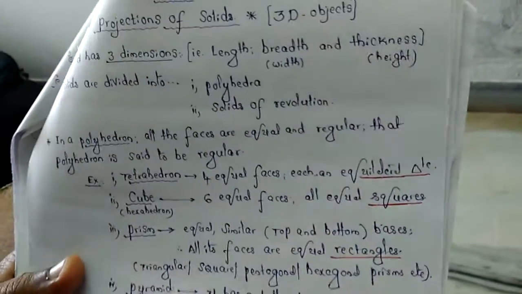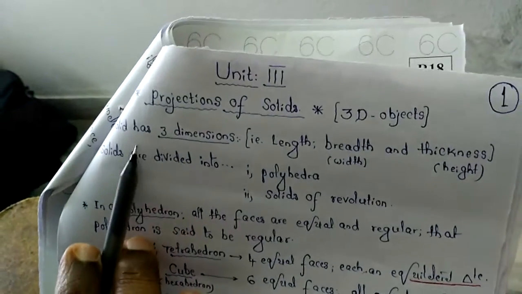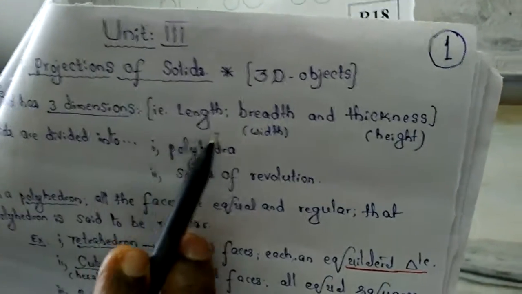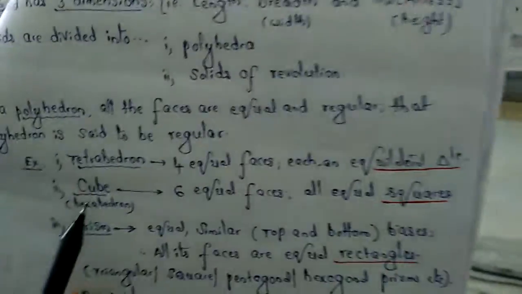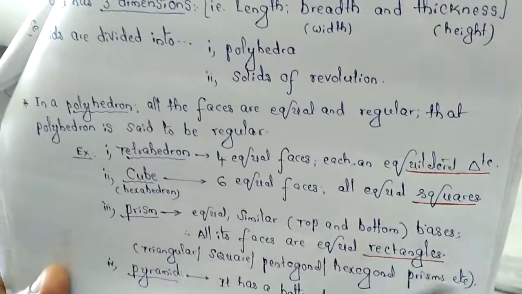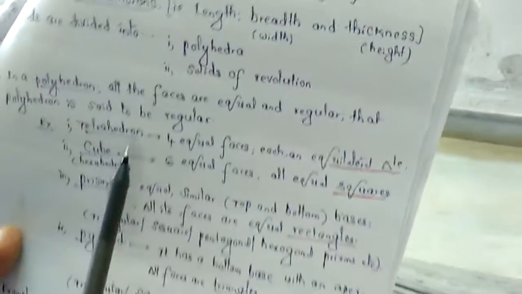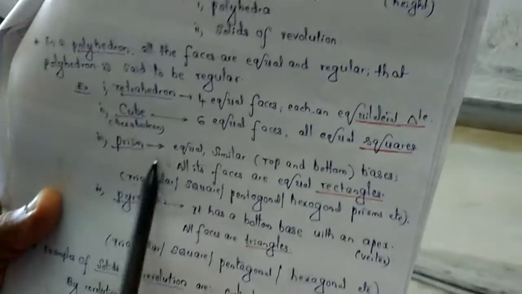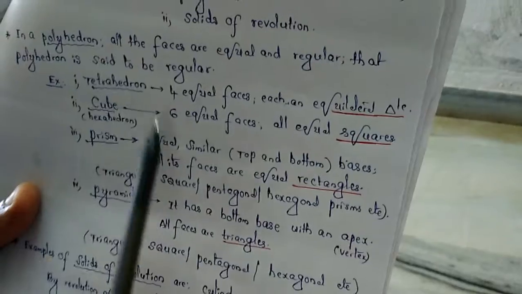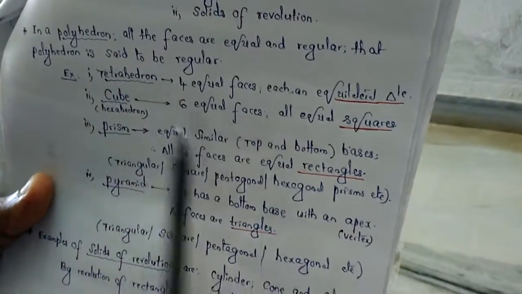Before going to these projections of solids, first we want to know the solid. Every solid has three dimensions, nothing but length, breadth and thickness. Solids are divided into polyhedra and solids of revolution. In the polyhedra category, we want to consider tetrahedron, cube, prism and pyramid. First, you want to study all the characteristics of these solids once again.